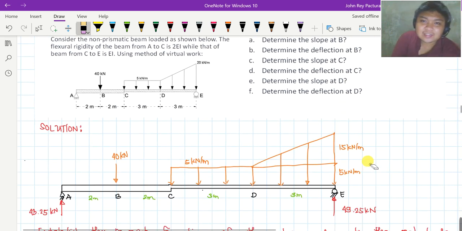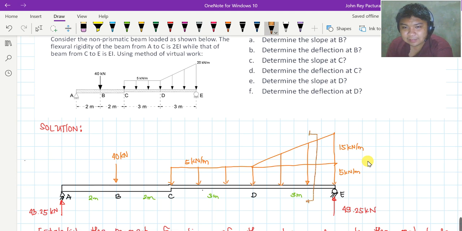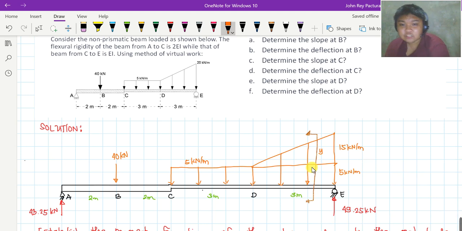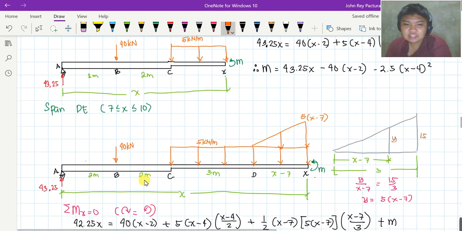So sa point D or sa span DE, ang mangyayari kapag magkakat tayo dito, ito na yung i-consider natin na y, and yung value na yan, class, ng y is ire-ratio and proportion natin. Okay? So ito yung ating cut, and this is point x. 2 meters, 2 meters, 3 meters. Malamang the base of the triangle will be x minus 7 kasi this will be x minus 2 meter minus 2 meter minus 3 meter. I hope that is clear.